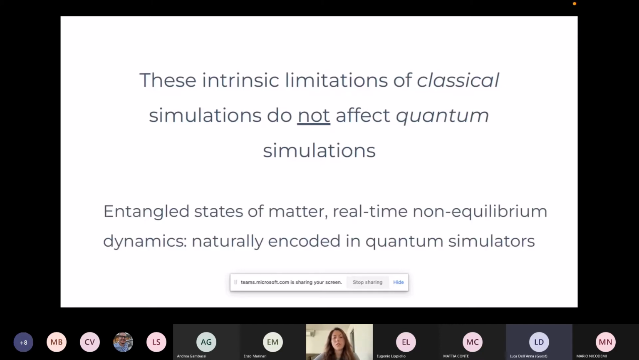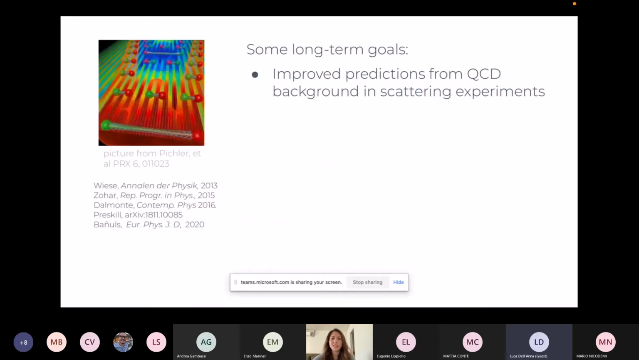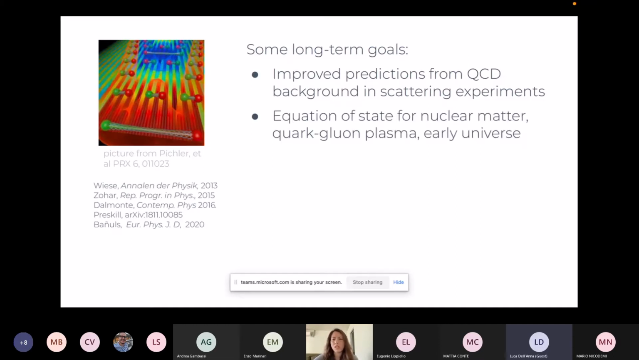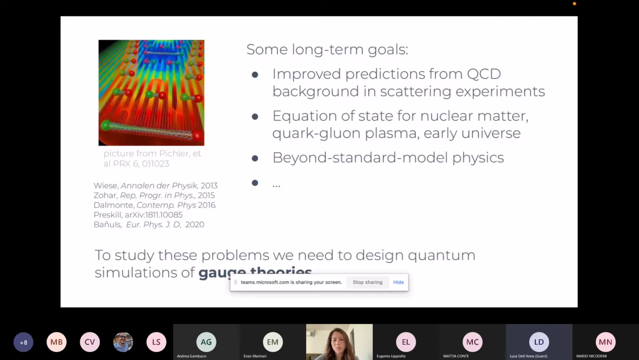And so the idea is that these intrinsic limitations of classical simulation do not affect, in principle, quantum simulations. For example, entangled states of matter and real-time non-equilibrium dynamics are all things that are naturally encoded in quantum simulators. And for this reason, now there is the hope that one day we can use these quantum simulators to learn something new. Some of the long-term goals would be to obtain improved predictions from quantum chromodynamics for backgrounds in scattering experiments, or, for example, to study the equation of state for nuclear matter, quark-gluon plasma, or the early universe, or perhaps to study beyond-standard-model physics. And for all these problems, what we need to do is design quantum simulations of gauge theories, because gauge theories are the fundamental theories that describe the standard model.